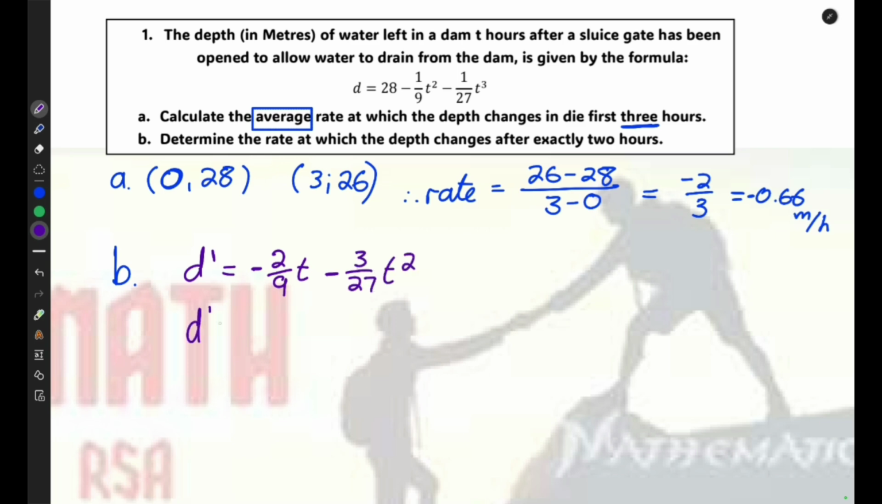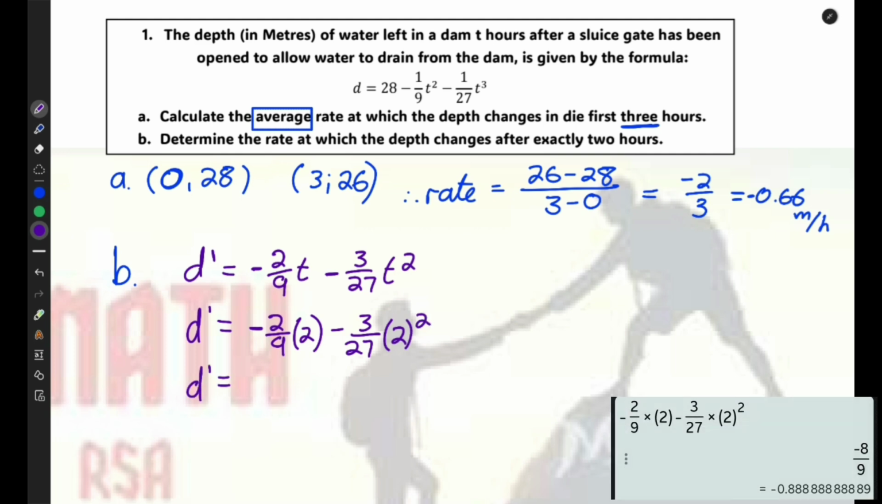And now I will get the answer if I sub 2 into the place of t. So minus 2 over 9 times 2 minus 3 over 27 times 2 squared. And if I type that on my calculator, it tells me the rate is then minus 8 over 9, or I can put that in a decimal as minus 0.89 meters per hour.